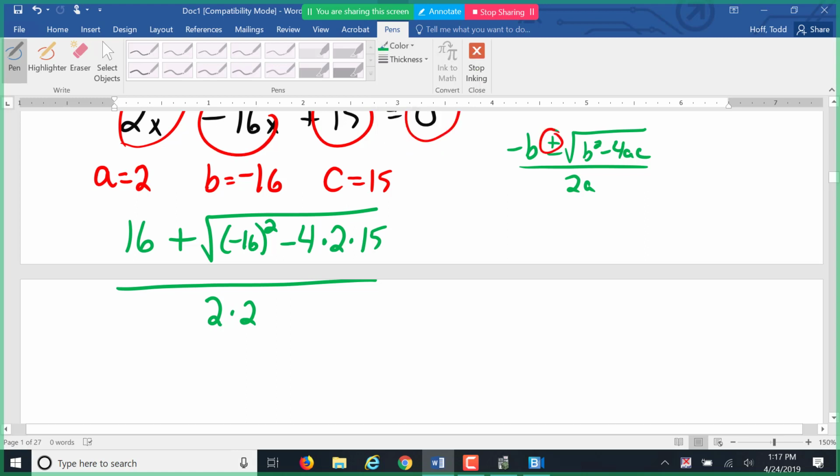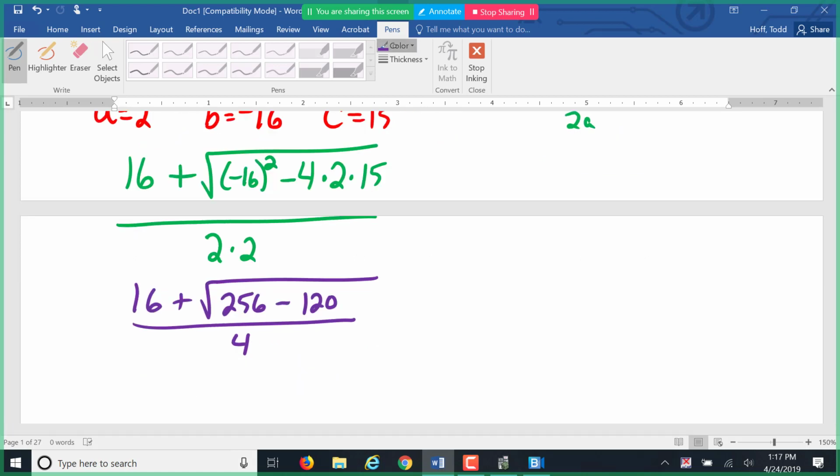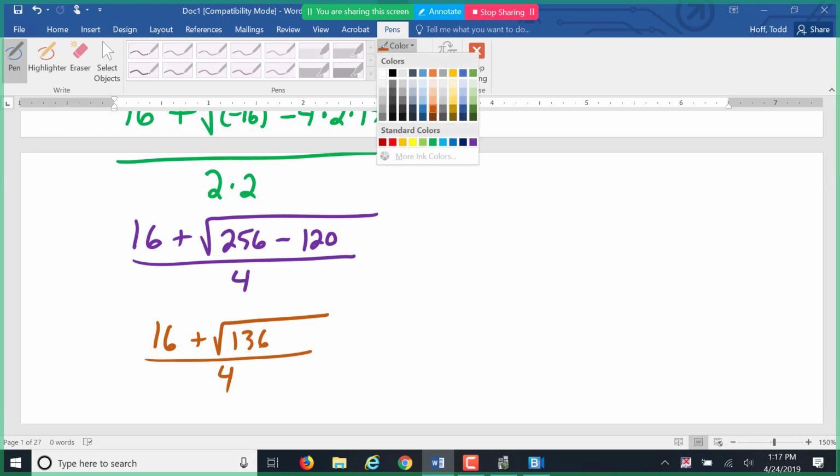Note that what we did there was the plus. We'll have to come back and do the minus yet. So we're going to solve what we can here. Negative 16 squared is 256. 4 times 2 times 15 is 120. 2 times 2 is 4. I'm being a little sloppy with my order of operations, but nothing that'll hurt anything. So now we've got 256 minus 120 is 136. So that's 16 plus the square root of 136 over 4.